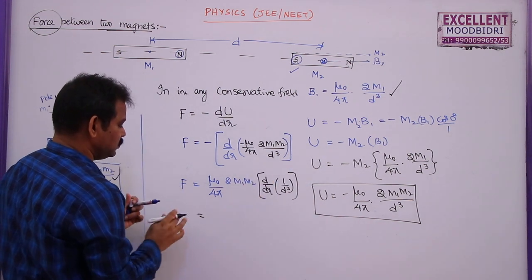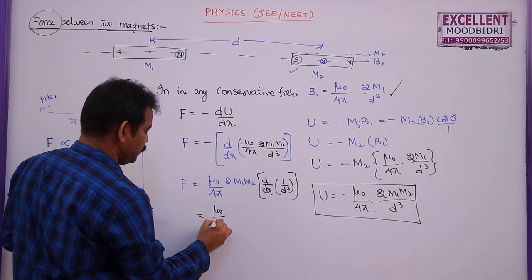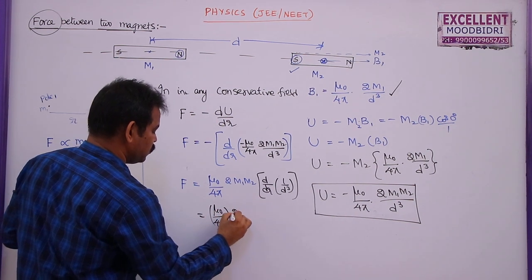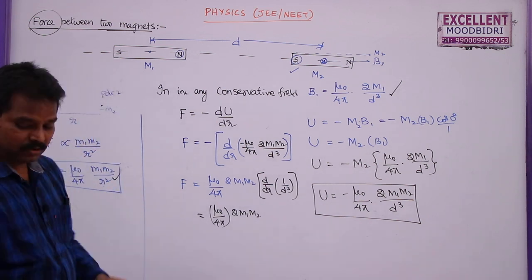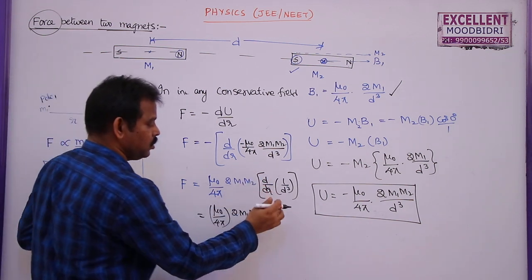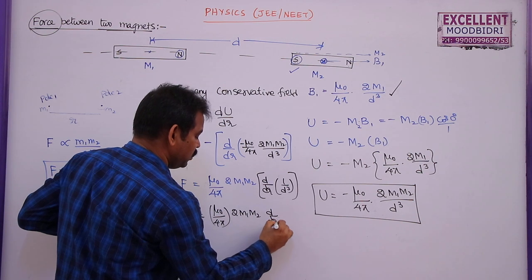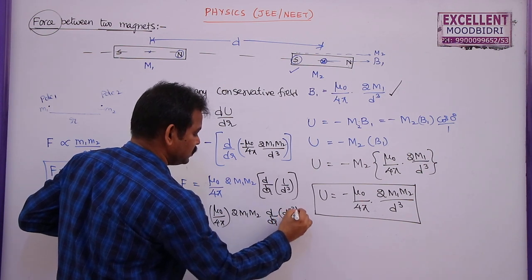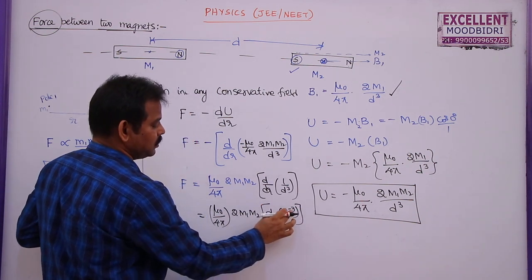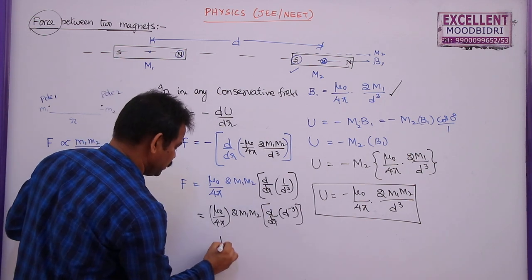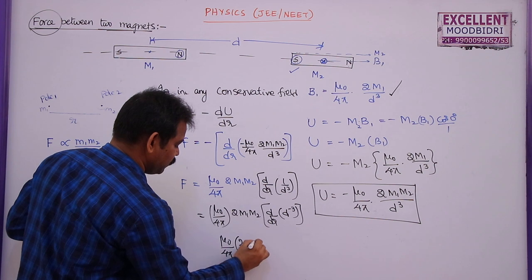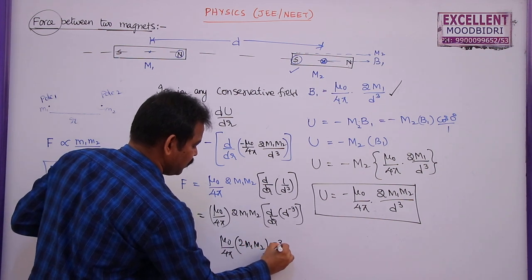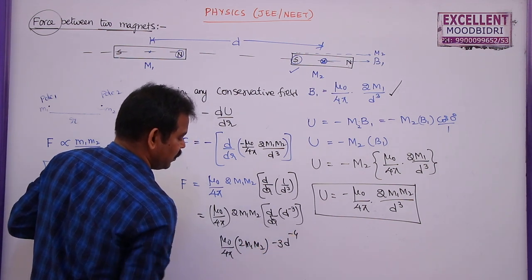So this can be written as mu naught by 4 pi, 2 times the product of the magnetic moments, and the remaining terms are 1 by d cube. So d by dr of d power minus 3 will become minus 3 d power minus 4. This can be written as mu naught by 4 pi 2 m1 m2 into minus 3 d power minus 4.